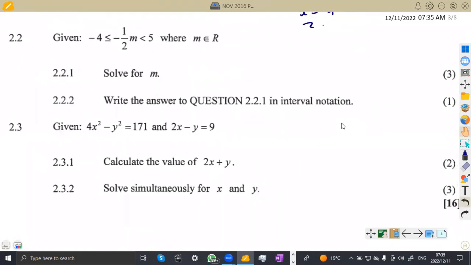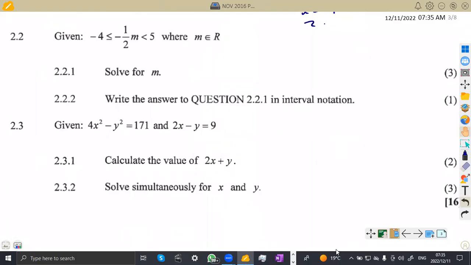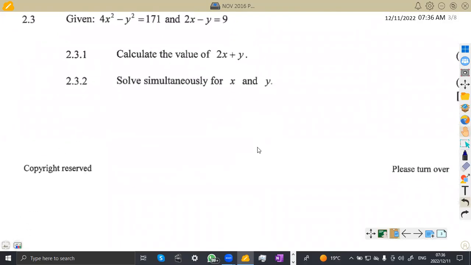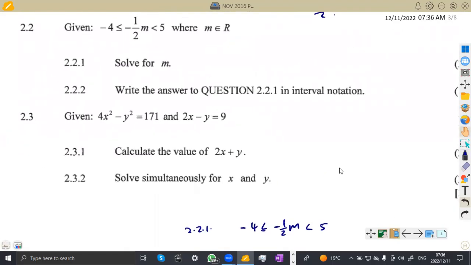On 2.2, we are given an inequality with the values of m that are all the real numbers. So in this part, we are given to solve for m. All right, so that's an inequality. I'm just going to rewrite the inequality that we are given so that we can work it together. We can even utilize this space here. So this is 2.21. We're given that -4 is less than or equal to negative half m less than 5, like that.